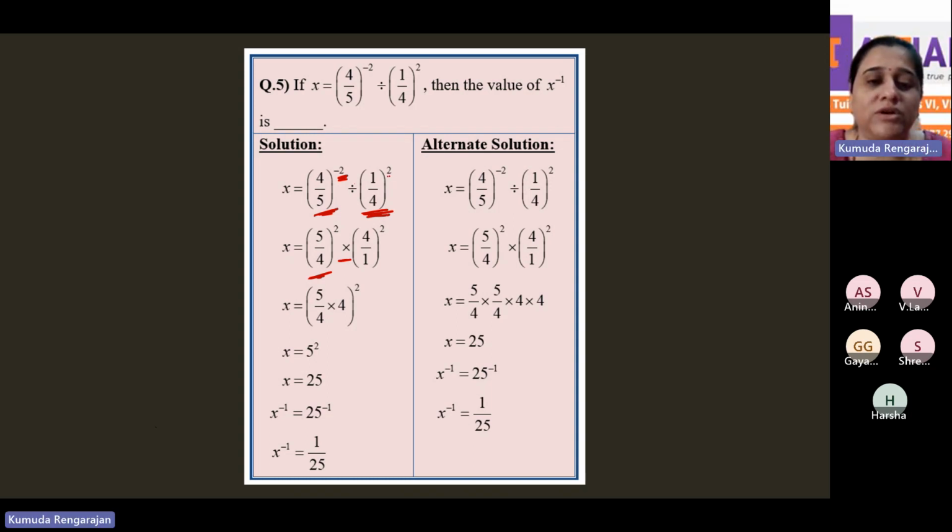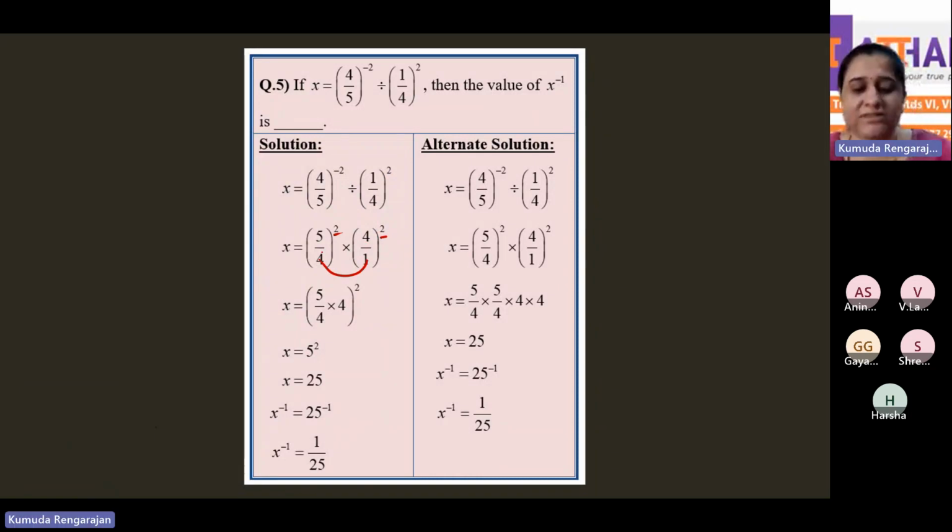So here, we wouldn't like to lose 2. That is a positive 2 as the power. So write that as it is. Then change the base. 1 by 4 becomes 4 by 1. Now you can see that the bases are different, but the powers are the same, 2, 2.